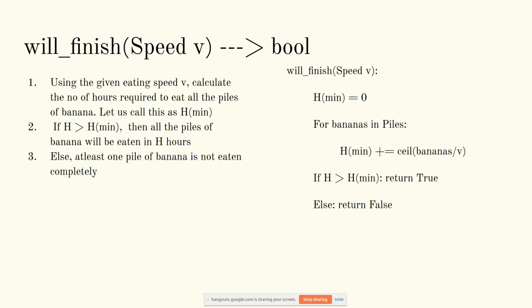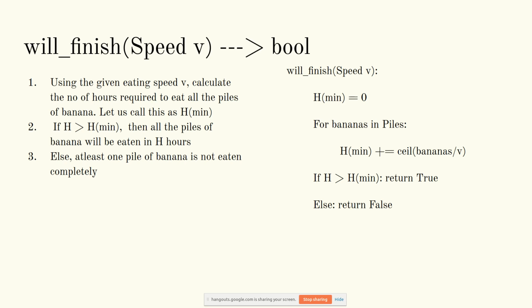So for a given speed, for a given pile, bananas is defined, and these bananas when eaten at a speed v takes bananas by v hours at least. If it is a proper multiple, then it is bananas by v, and if it is not a proper multiple of v, then there are some leftover bananas which have to be eaten in the next hour. So we take the ceiling of bananas by v.